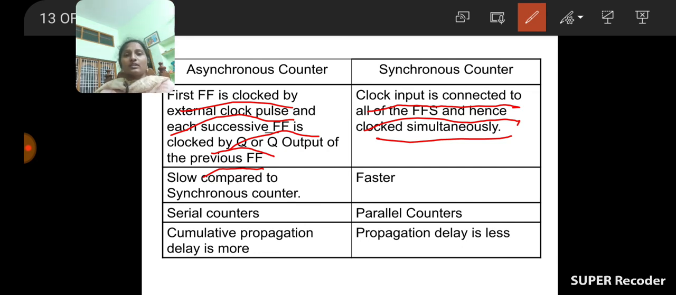And asynchronous counters are simply called serial counters. Bit by bit the bits are counted. But in synchronous counters, all the bits must be entered at the same time and counted.